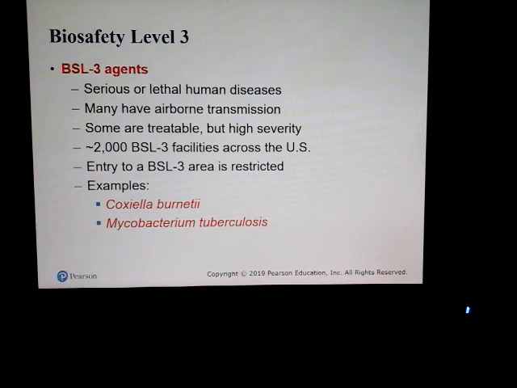Now for biosafety level 3, these are serious. They're lethal, and they can have airborne transmission. So some are treatable, but some are not. There's about 2,000 BSL-3 facilities in the United States, and entry to these facilities is restricted. The 2 examples I'd like you to know in this category are Coxiella burnetii and Mycobacterium tuberculosis. Any of you who work in healthcare already know that you have to put a TB patient in isolation. They can't be in a regular room with another patient.